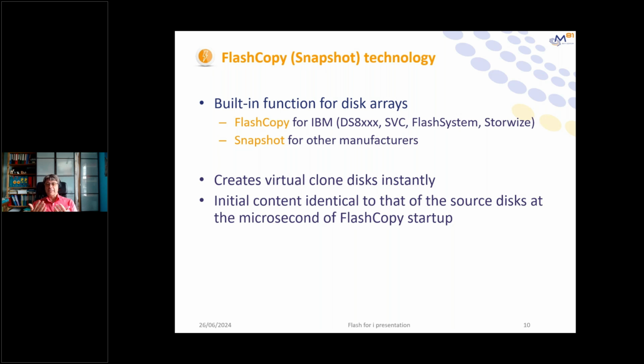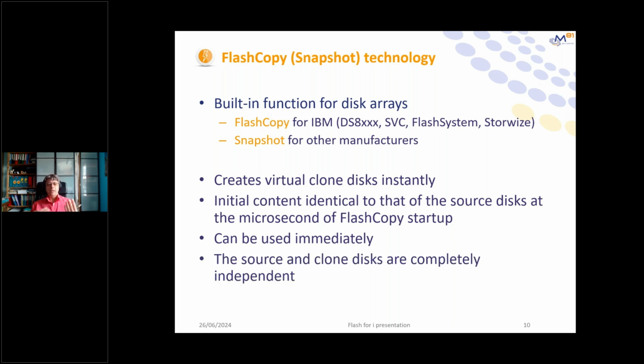The initial content is exactly the same. So at the instant where you start the flash copy or the snapshot, you have exactly the same data. But after, and you can use them immediately, so you can read and write on both sides immediately after the beginning of the snapshot or the flash copy. And source and clone disk are totally independent. It's hard to believe, but it's real.